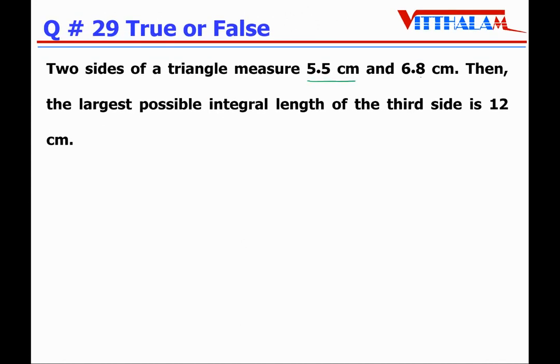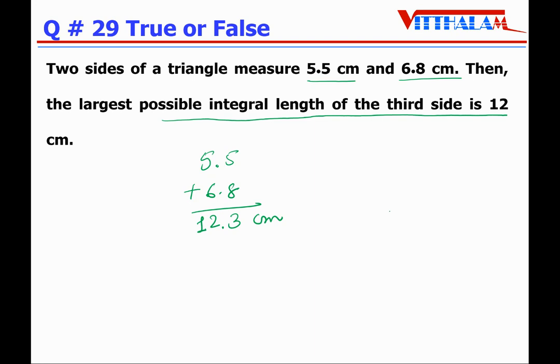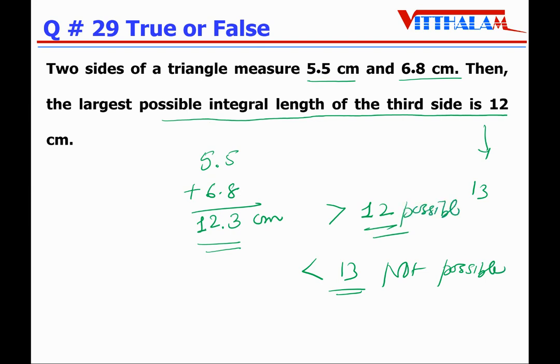Two sides of a triangle measure 5.5 cm and 6.8 cm. Then the largest possible integral length of the third side is 12 cm. So if we add up 5.5 plus 6.8, that is 12.3 cm. Now this sum is supposed to be greater than the third side. Now the third side is an integral, so it must be less than 12.3, so 12. Correct? Then the largest possible integral length is 12. If you go for 13, then this sum is less than 13. So this is not possible. This is possible. Therefore, the given statement is true. That is the maximum one. And it is given integral, that's why it is no decimal. Next.